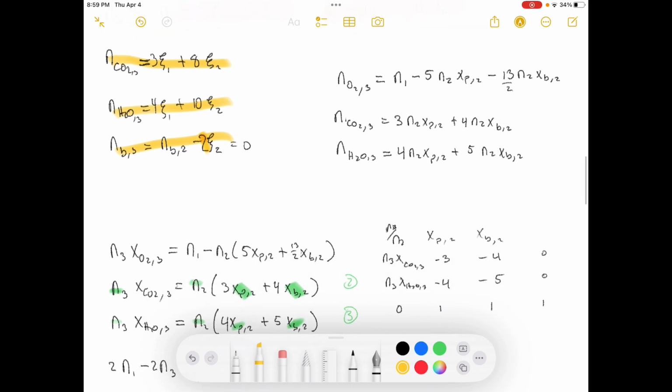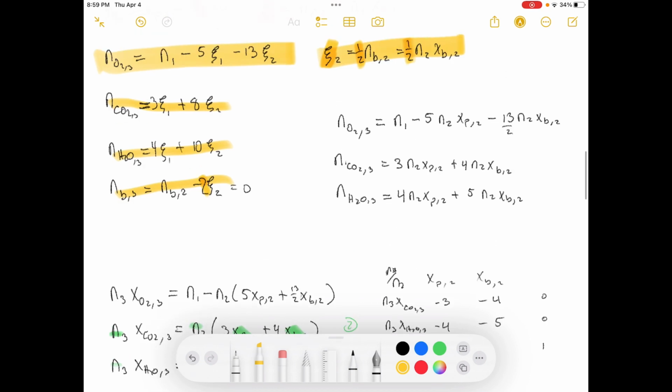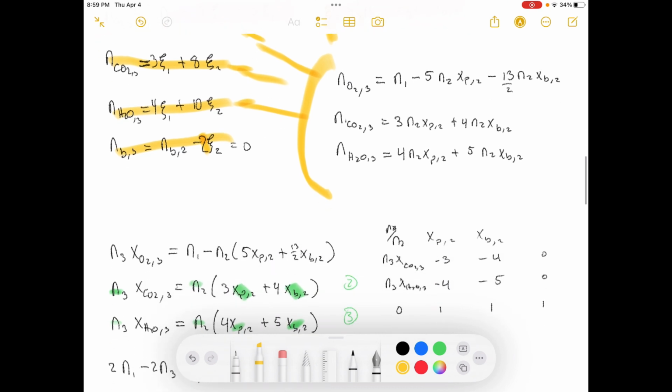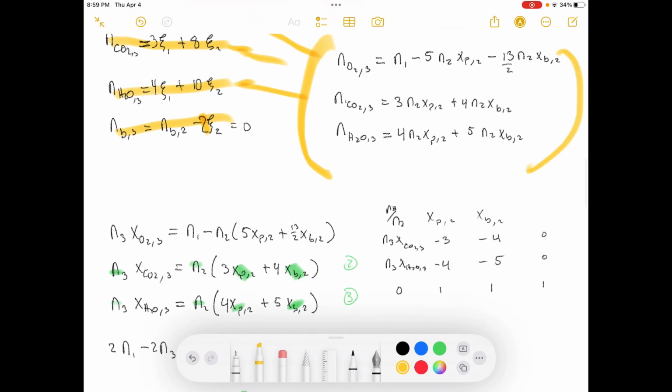Sometimes it makes it a little bit easier to do it that way. Okay, so then we've got our 3 extent of reaction equations because we used 2 of them, this one and this one, to get rid of the extent of reaction and put it in terms of N2, and then we just had 3 other ones, right? We had O2, CO2, and water. Okay, and then all those kind of filter over here. So we've got these 3 equations.